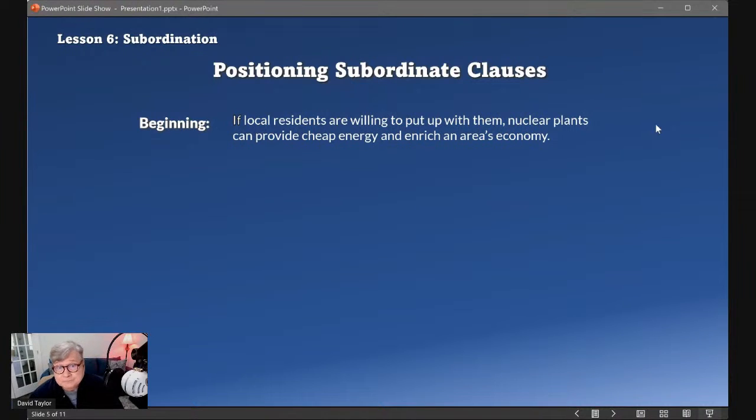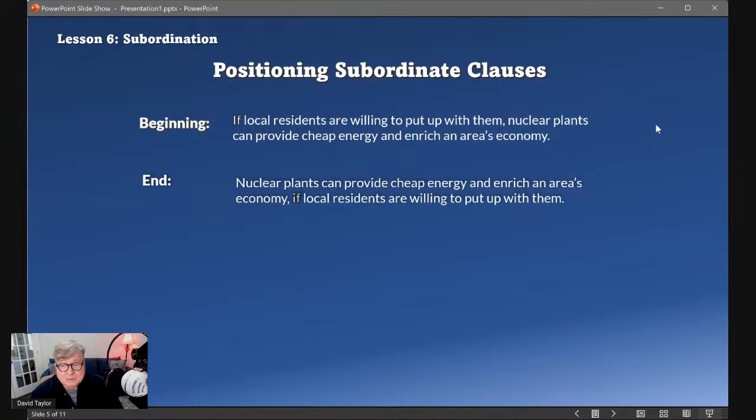At the beginning: if local residents are willing to put up with them, nuclear plants can provide cheap energy. Now, there, because one thing is put in a subordinate clause at the beginning of the sentence where ideas receive less emphasis, and the value of nuclear power plants is placed in the second clause at the end, what gets emphasized? Nuclear plants sound like a really good deal. But what happens when we reverse their placement?